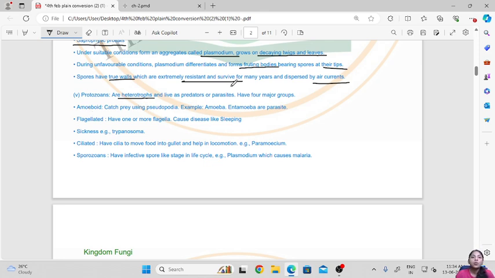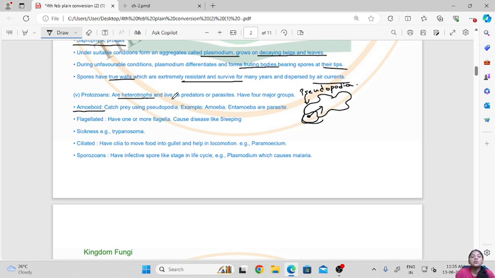So they have four major groups. The first one is the amoeboids. So we know the example, amoeba. Now these catch prey using the pseudopodia. Now if this is an amoeba, these are the pseudopodia, right? These are the pseudopodia or the fake legs. Now this will extend if there is some organism or prey. So these will extend and take it inside, and then it will digest this organism.